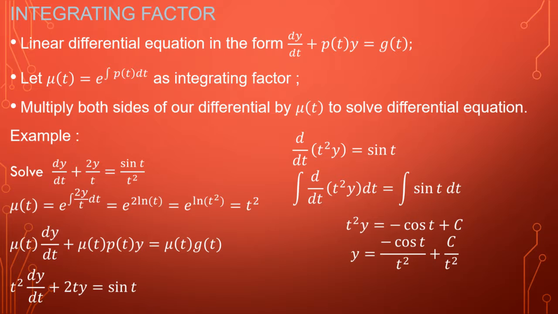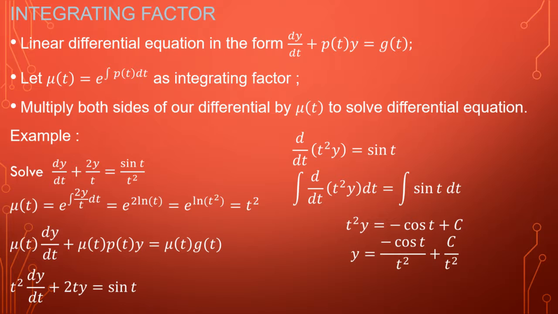Example, solve dy over dt plus 2y over t equals sine t over t squared by using integrating factor. First, we let our integrating factor mu t equal to exponent integrate 2 over t dt, which equals t squared. Then, we use our integrating factor t squared to multiply both sides of our equation. We will get t squared times dy over dt plus 2ty equals sine t.